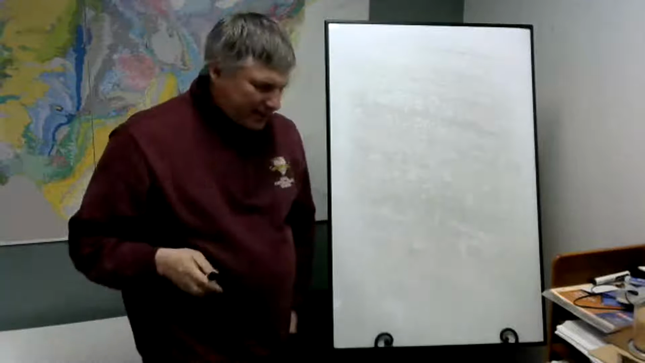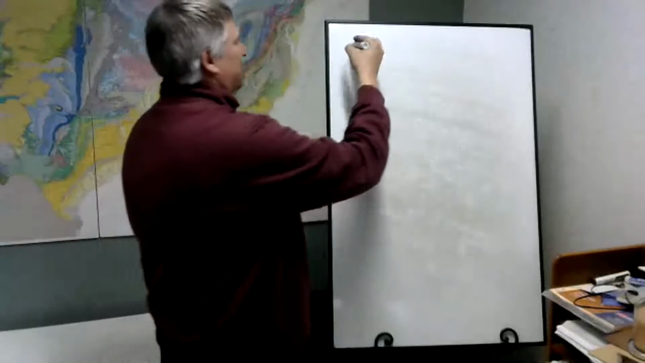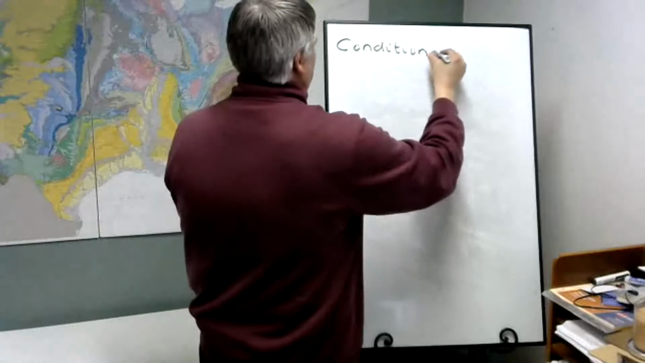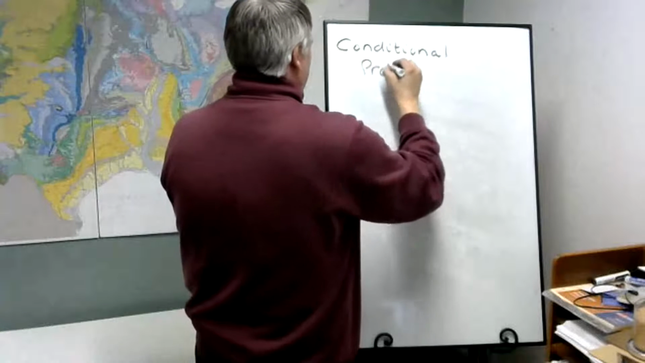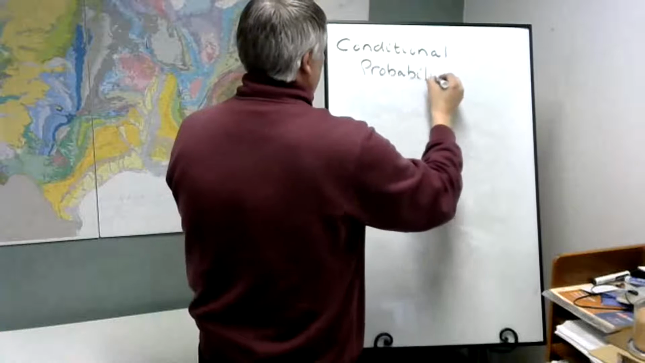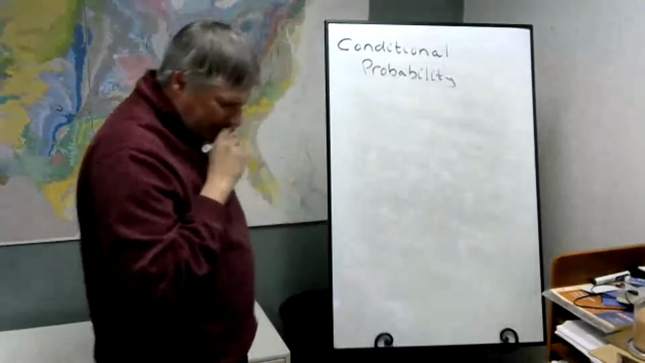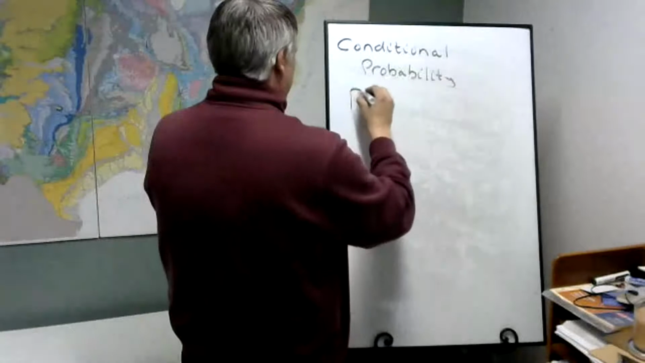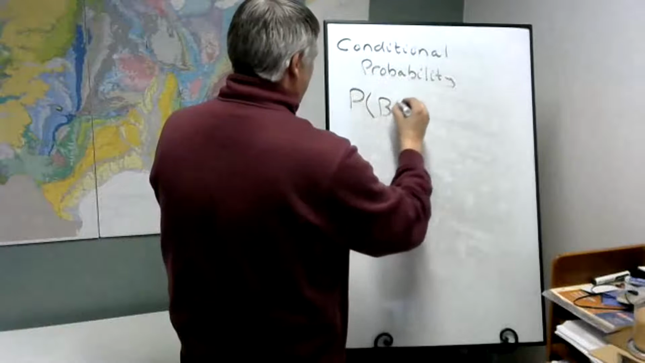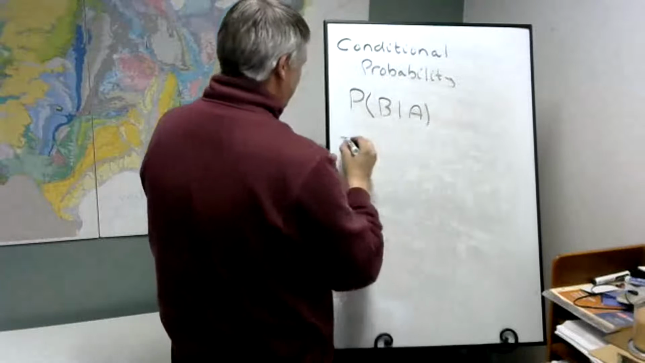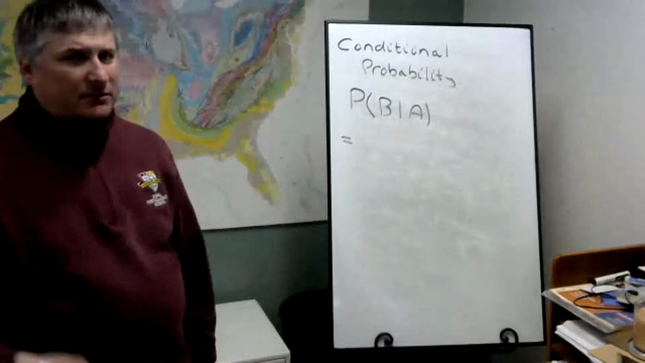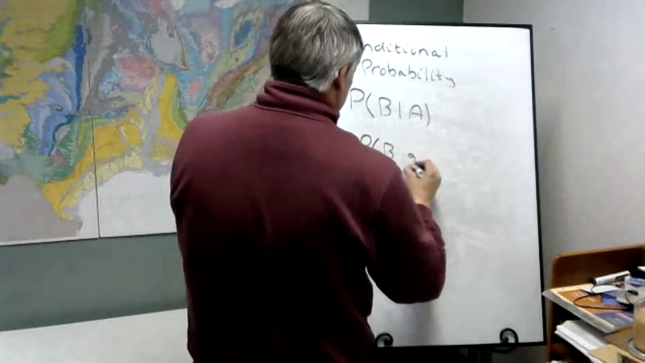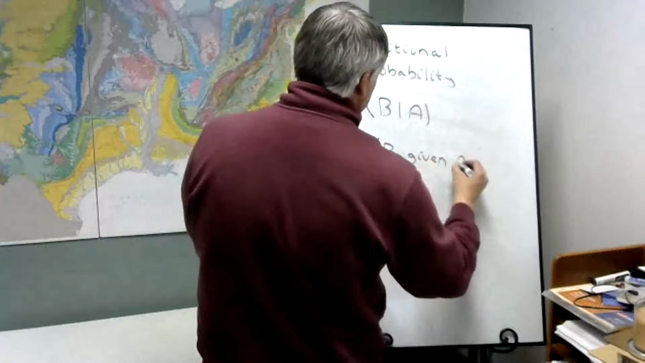So what I want to talk about now is what's called conditional probability. And you'll see it like this. It's this kind of notation. And what it says is this: the probability of B given A.